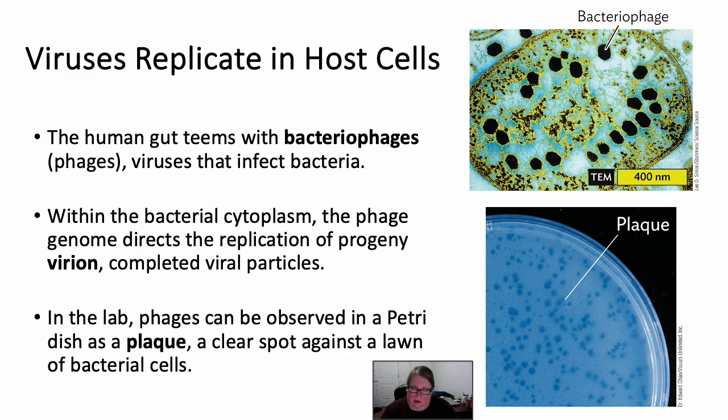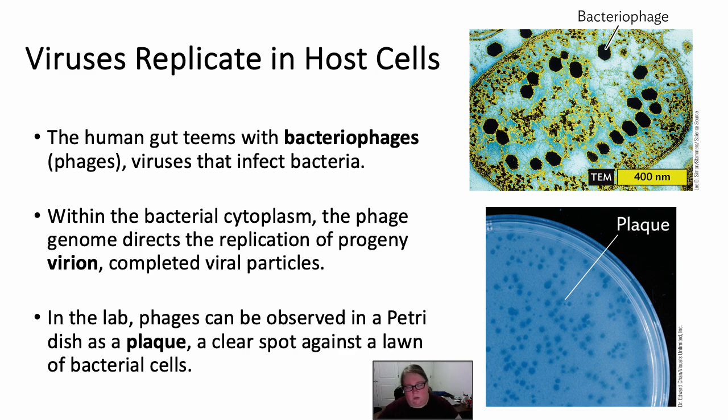Bacteria don't have organelles. They don't have a nucleus. All of their transcription and translation happen in the bacterial cytoplasm. So as soon as the phage gets their genome into the cytoplasm, the bacteria can then replicate it and make proteins from it and start to make new progeny of that virus. Now, the progeny of a virus are referred to as virions. These are going to be completed viral particles.